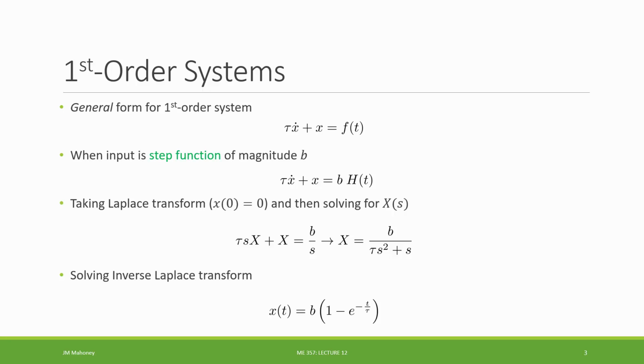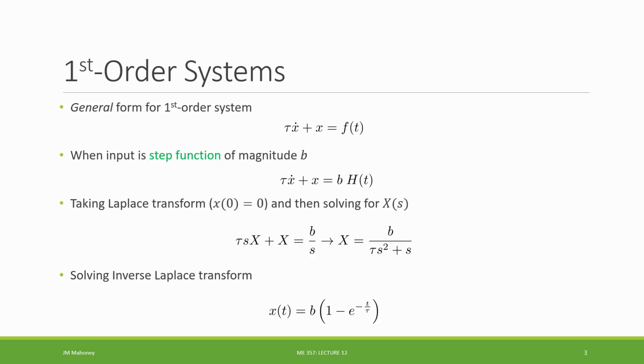Since we're doing it algebraically, we have just solved every first-order equation that was in the form of tau x dot plus x equals b times the step function. This is the solution to all of them. So if we know the amplitude and the value of tau, we know the value of x at all points in time, at least all positive points in time, so t equal to 0 or larger.